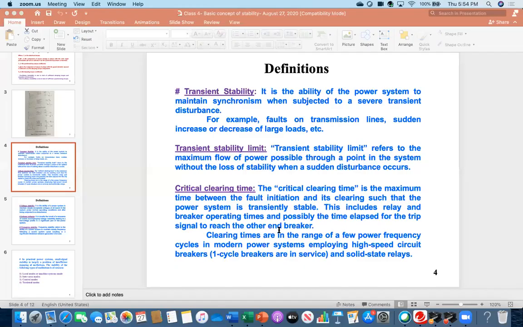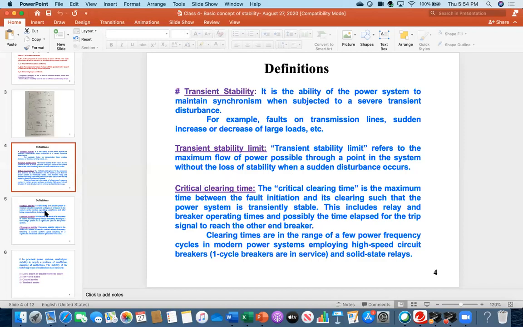So I was discussing the critical clearing time. Look once again: critical clearing time is the maximum time between the fault initiation and its clearing, such that the power system is transiently stable. Clearing means opening that breaker. This means you cleared the fault, you disconnected the faulty part. That time includes relay and breaker operating times, and possibly the time elapsed for the trip signal to reach the other circuit breaker. So that is the CCT.